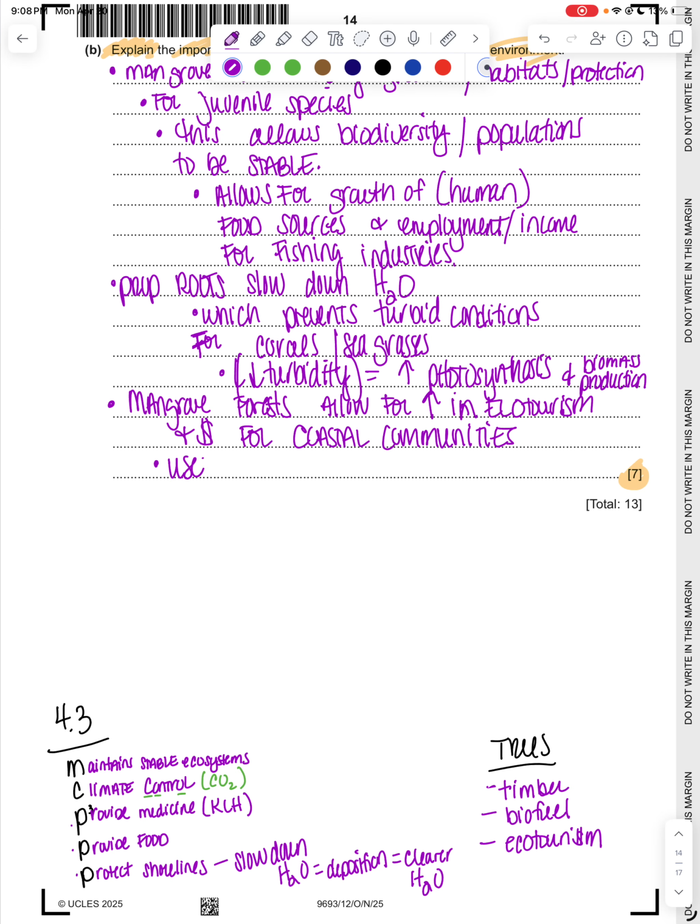They're used for timber or fuel. They put them in the same mark. You don't know if that's going to happen. That's why we write more than just 7 things. Can be sources of medicine.